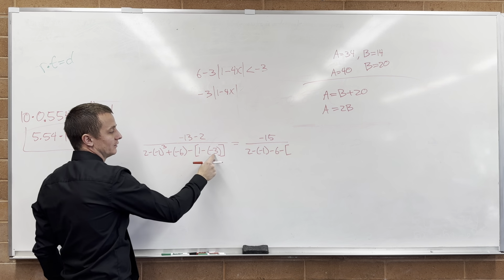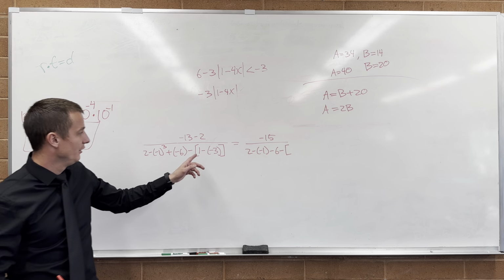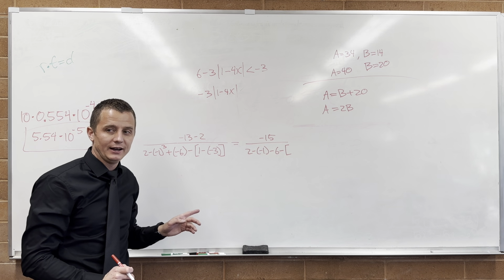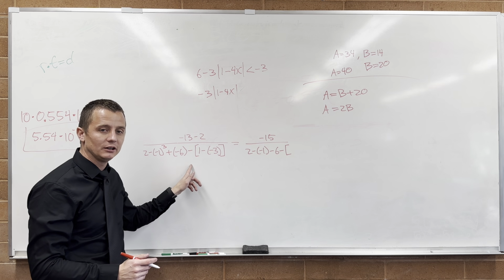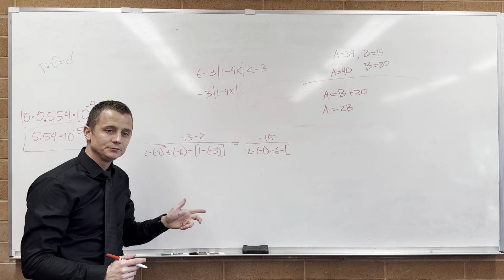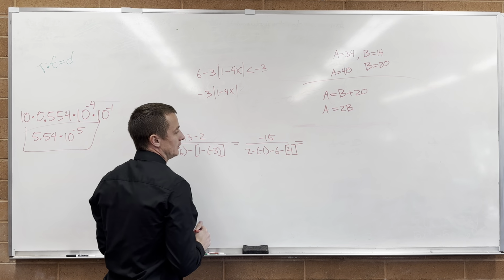I have 1 minus negative 3. What's 1 minus negative 3? Subtracting a negative is the same thing as adding a positive. So 1 minus negative 3 is the same thing as 1 plus 3, which is going to be 4. Perfect. Okay, so let's keep going.